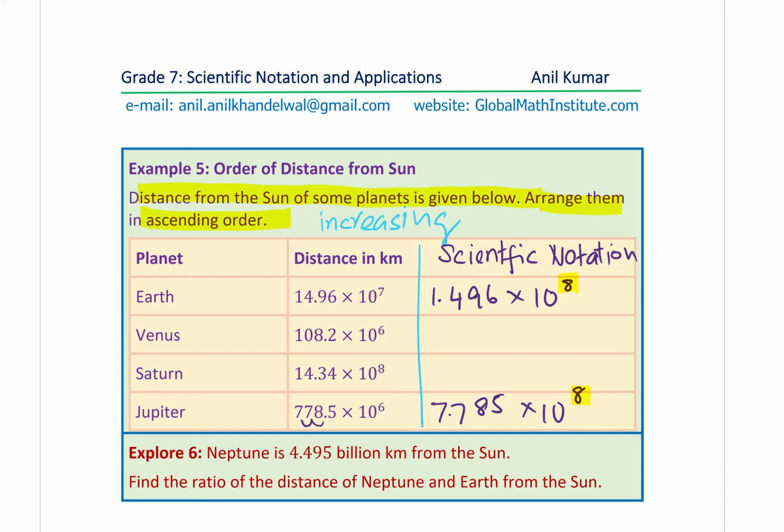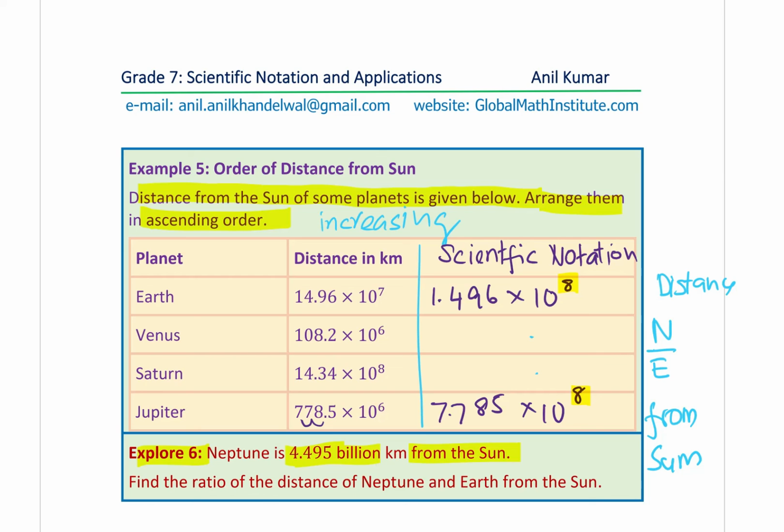Okay. The last question for you to explore is, Neptune is 4.495 billion kilometers from the sun. The distance from the sun is so many billion kilometers. It is farther than all those other planets written. You know that. Find the ratio of the distance of Neptune and Earth from the sun. So that is what you have to now find. So distance from Neptune to Earth from sun. Okay. So once you write them in scientific notation, then actually you can straight away compare the degrees, right? The n, the order of this particular number.